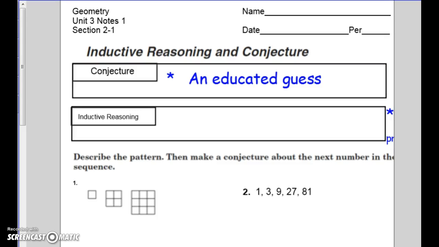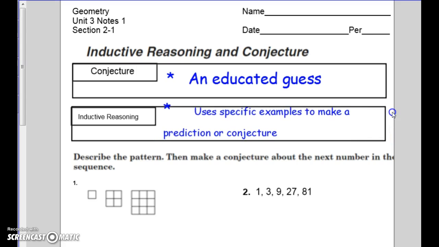Okay, good. So a conjecture is nothing more than an educated guess. And in science, we call that a hypothesis. This unit, we're going to start talking about logic. So what we're really trying to say is, how do you problem solve? What are some ways and some skills that you can solve problems that may seem a little bit more difficult? And one of the ways is called inductive reasoning.